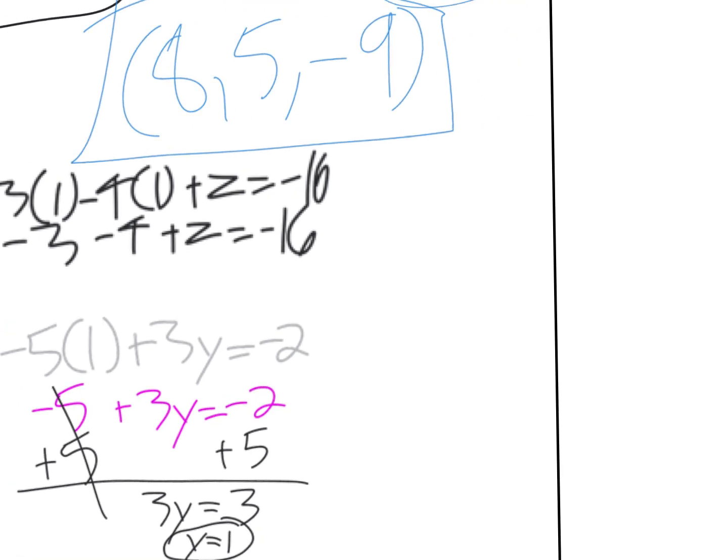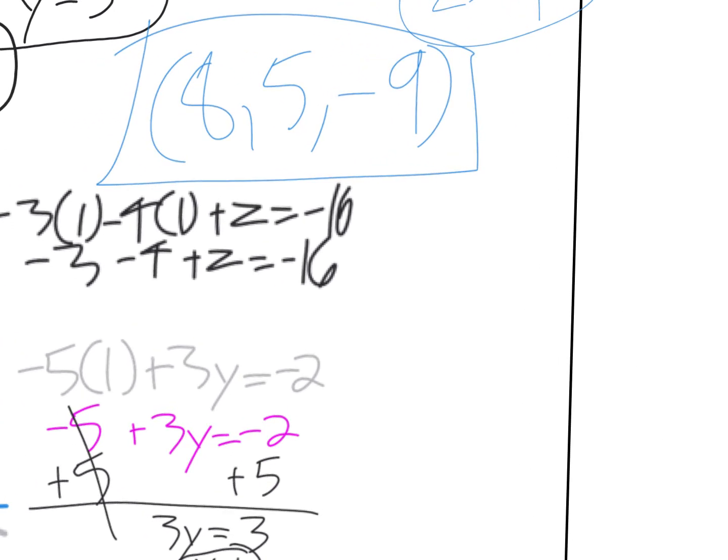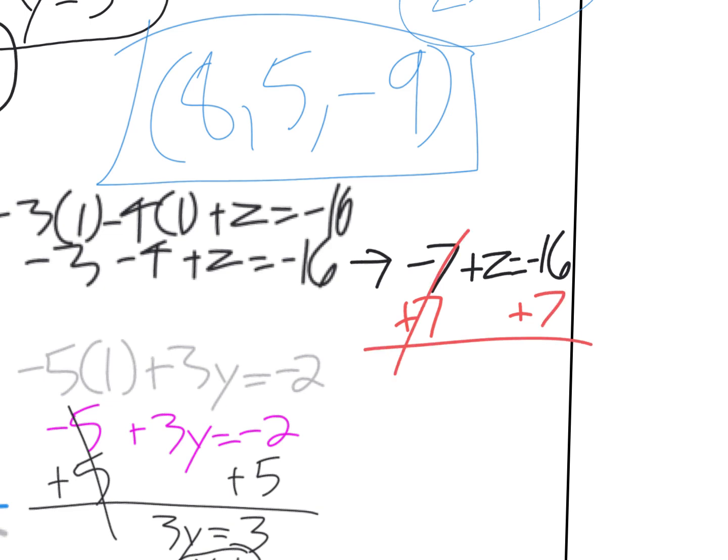All right, so I'll continue my work over here on the side. I didn't give myself a lot of room. Negative 3 minus 4 is going to be negative 7, plus z equals negative 16. And so I go, okay, how can I get rid of that negative 7? I know I can add it over because it can't really combine with that z, because it doesn't have a z with it. So I add it to the other side. Negative 16 plus 7 is negative 9. And that's what z equals.